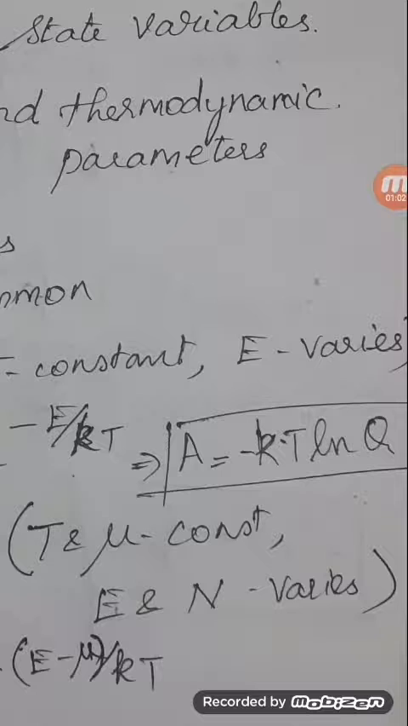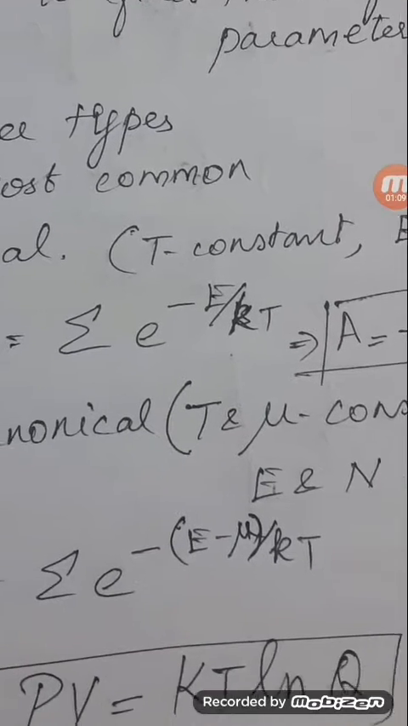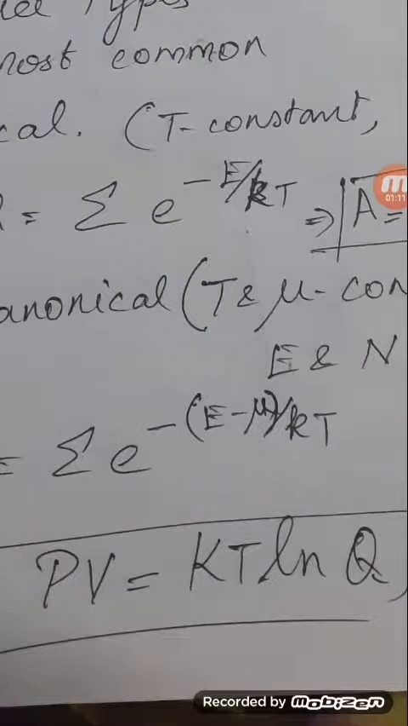From this relation we can find thermodynamic quantities using the partition function. And the grand canonical partition function and the thermodynamic quantity are related as P equal to kT ln of Q.